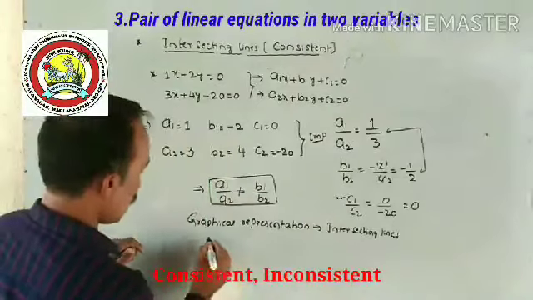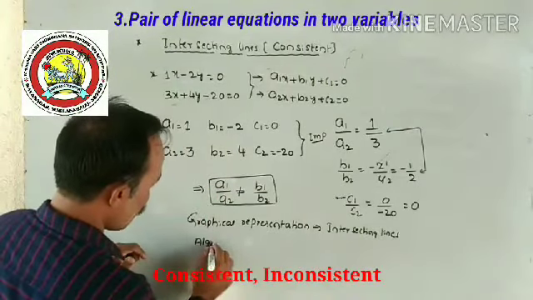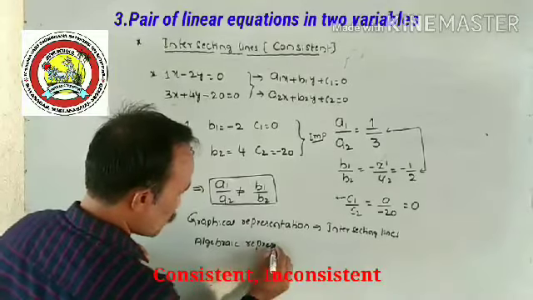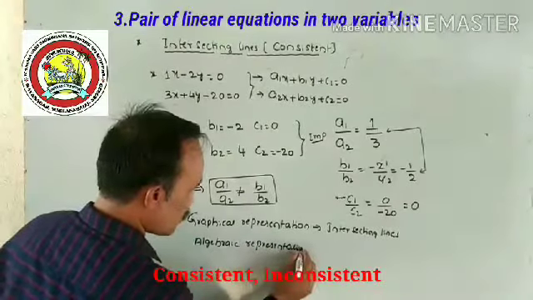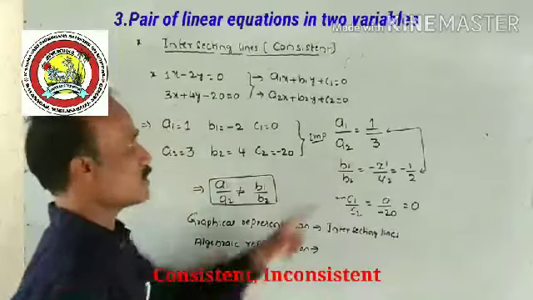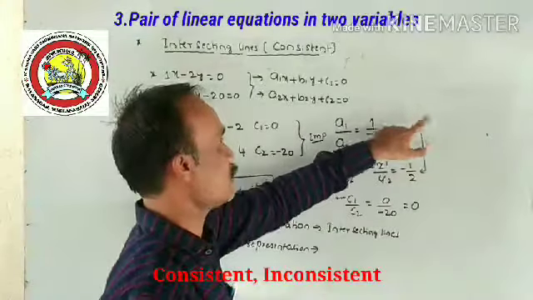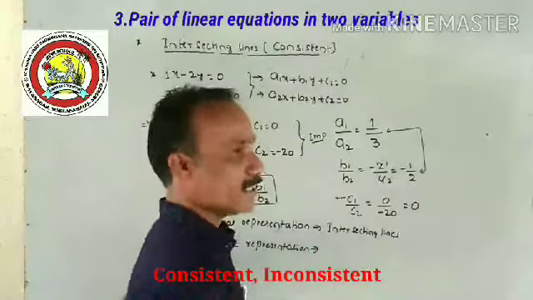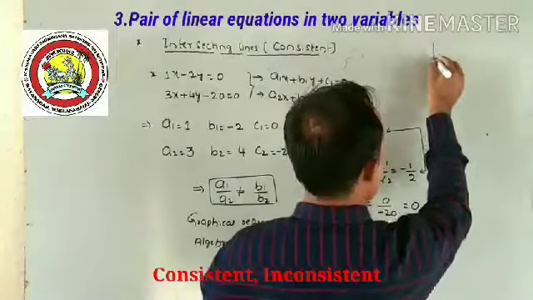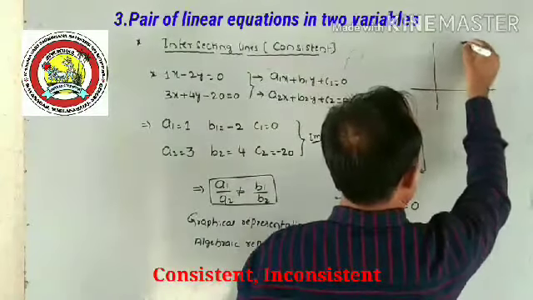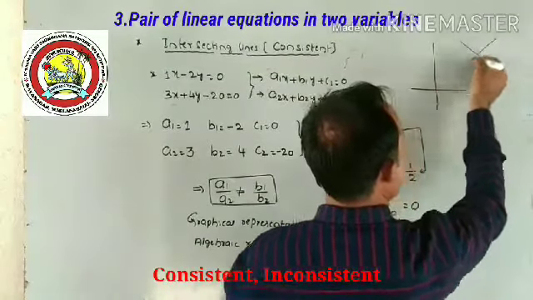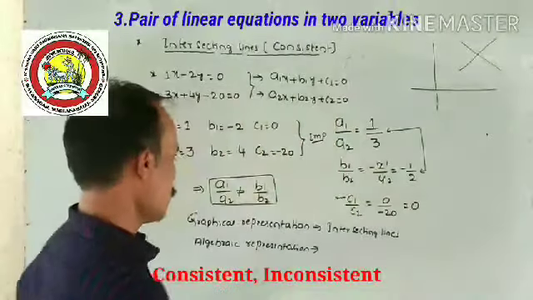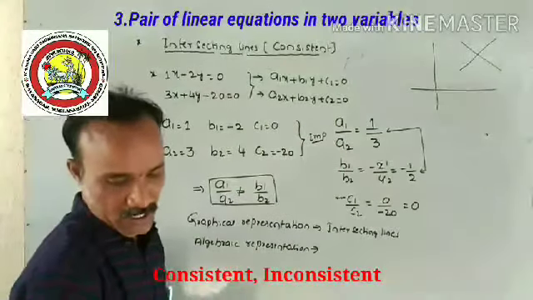What about algebraic representation? Algebraic representation means find the solution by using the remaining three methods, either substitution or elimination or cross multiplication. This is graphical representation, intersecting lines. For example, this is the first line, this is another line, and this is the point of intersection. What about the algebraic representation?